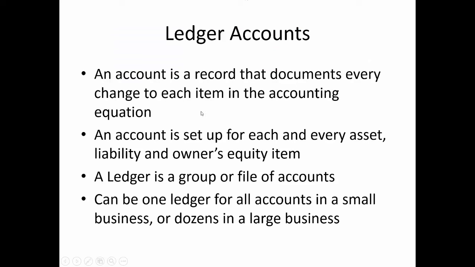So basically, from a total theory perspective, an account is a specific record about a specific item that's held on the balance sheet for a business. There are also accounts for revenue and expenses as well, as we will learn later. And so when we set up a business, we set up a specific account for each specific asset, liability, and owner's equity item.